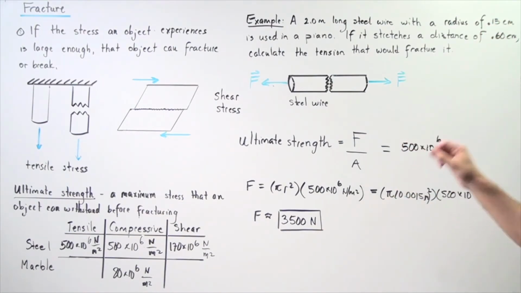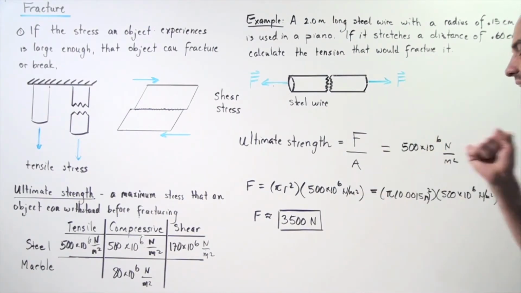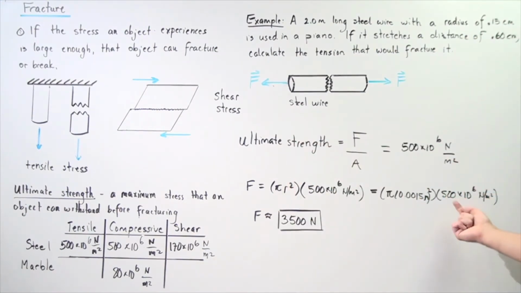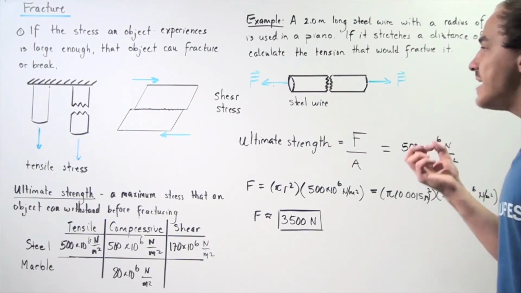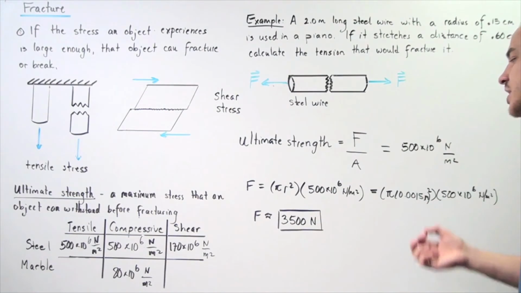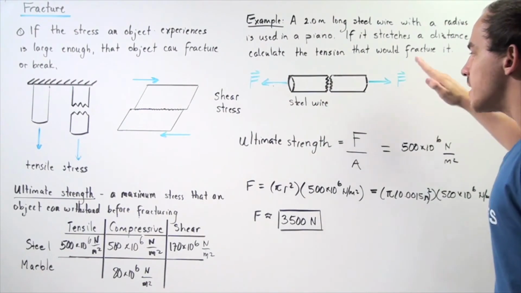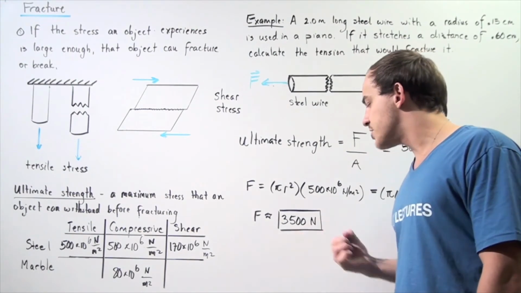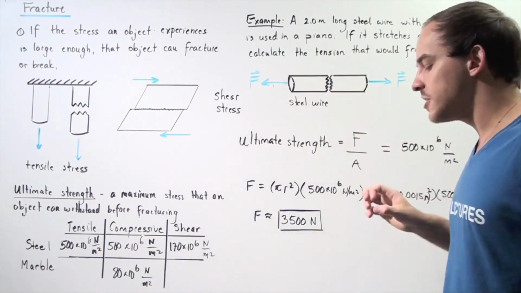So we have pi multiplied by 0.0015 meters squared, and multiply that quantity by our ultimate strength of our tensile stress. So 500 times 10 to the 6 newtons per meter squared, and we get an approximate tensile force, an approximate tension of 3,500 newtons. In other words, if this steel wire experiences a tensile force that is greater than this quantity, then that object, our wire, will fracture.